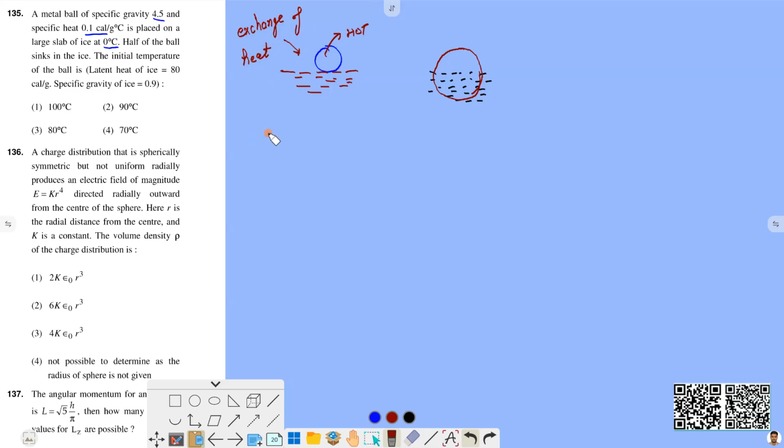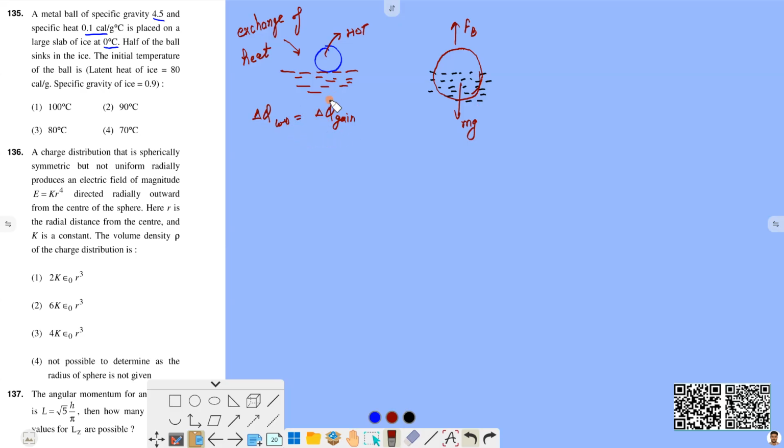So to solve this type of problem, we can write that the amount of heat lost must be equal to the amount of heat gained. Heat is lost by the ball and heat is gained by the ice to form the water. And in this diagram, as the ball is inside the water, there will be a buoyant force acting on the ball in the upward direction, and the weight of the ball will be acting in the downward direction. So let's solve both of these cases.